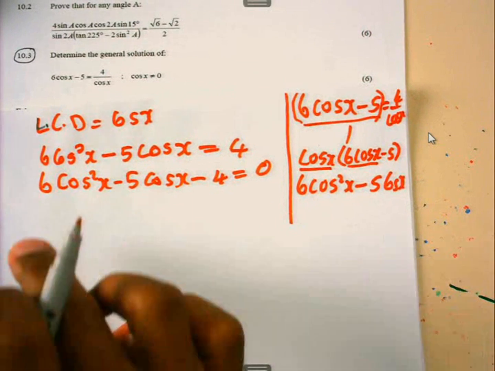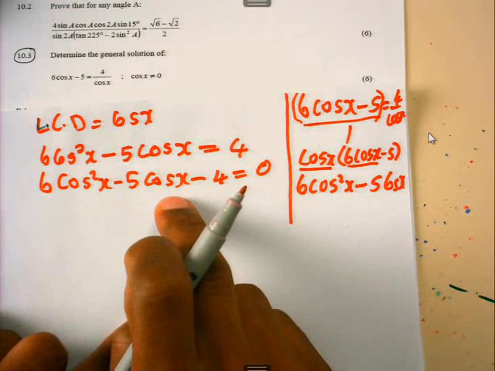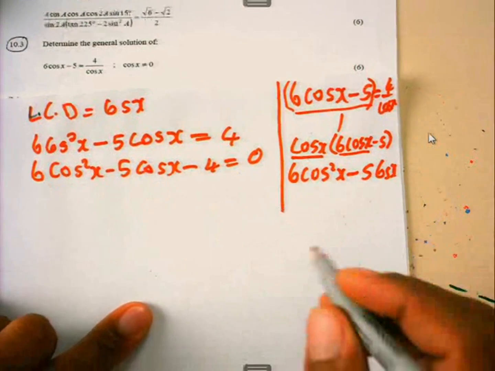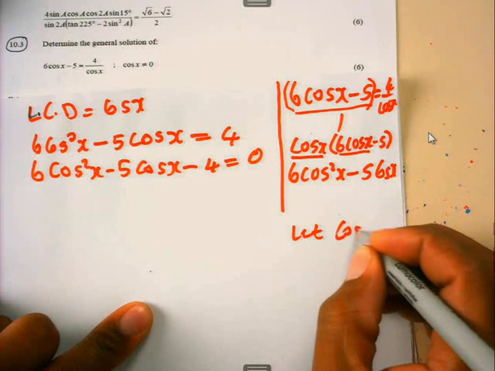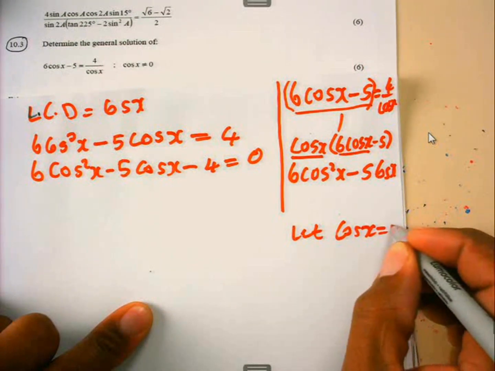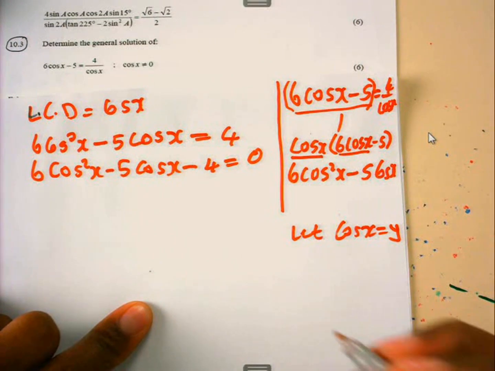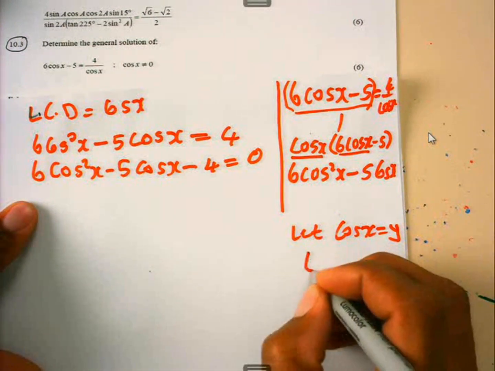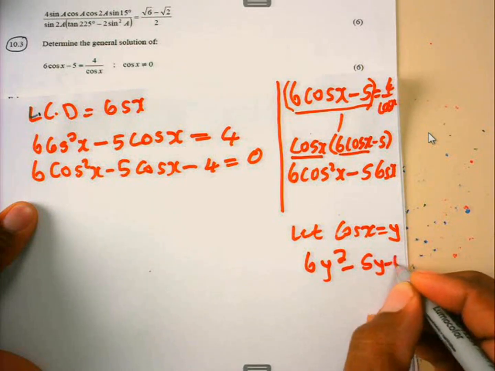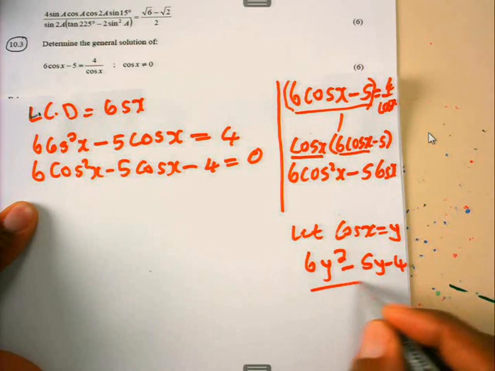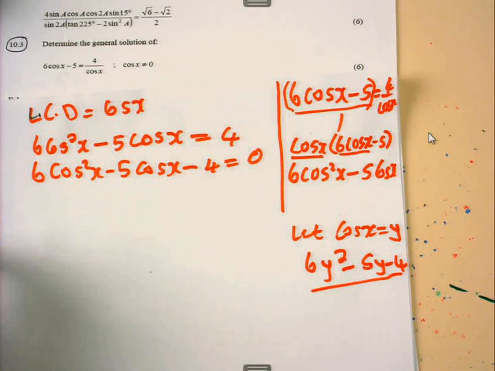Boys and girls, if we are finding it difficult to see, we can just write with a pencil: let cos x be y, or be whatever you want. It can be k, it can be w. Then you say this one will be 6y squared minus 5y minus 4. At least once it's like this, you'll have the picture of what you must do on these questions.